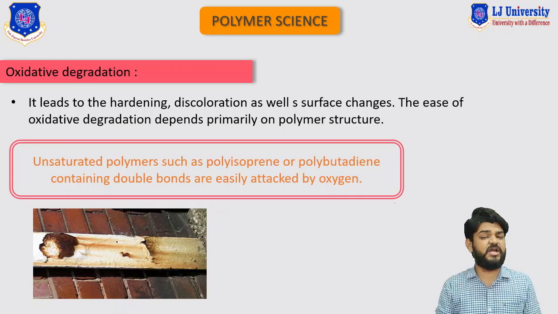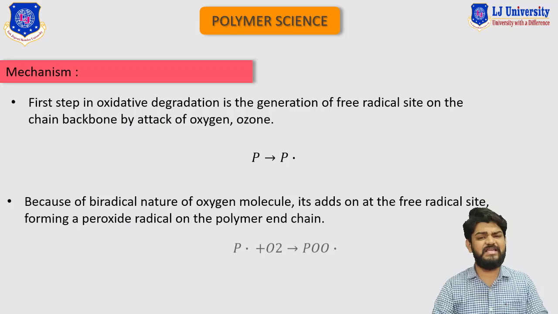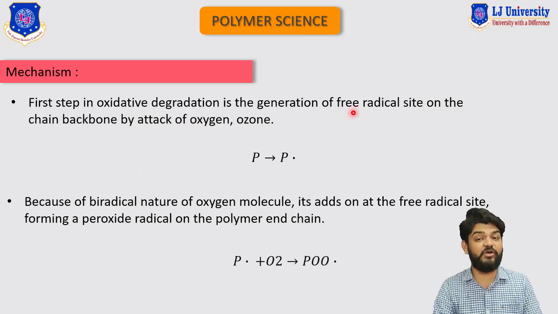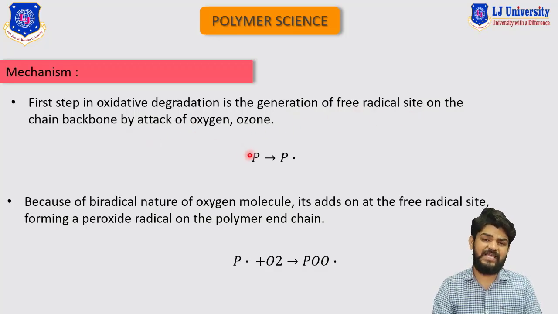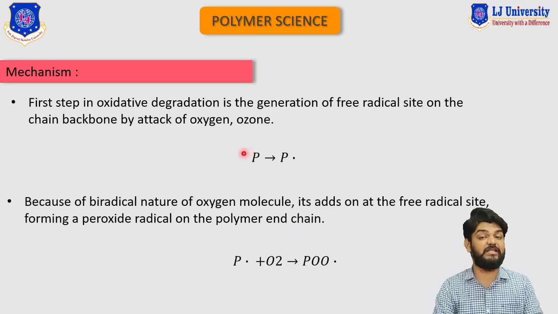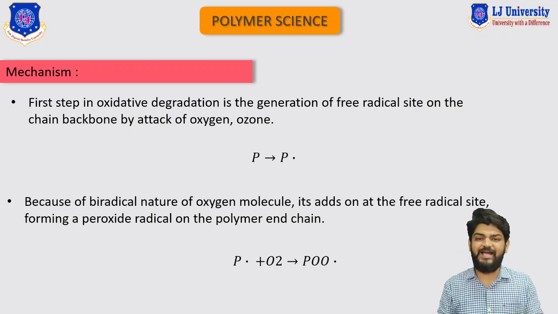Now let's just understand the mechanism behind this oxidative degradation. As you can see here, the first step in the oxidative degradation is the generation of a free radical on the long chain of the polymer. As you can see on the screen, this is the polymer, represented by the P. As this polymer undergoes oxidative degradation, it will come in contact with oxygen or ozone, and that oxygen atom will attack this polymer and form one free radical site.